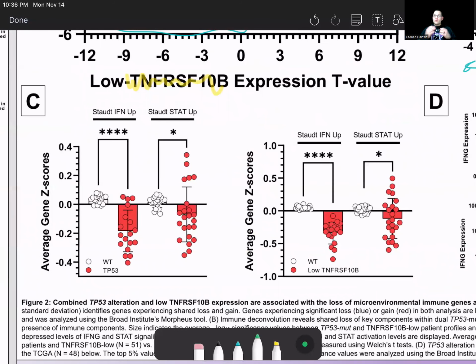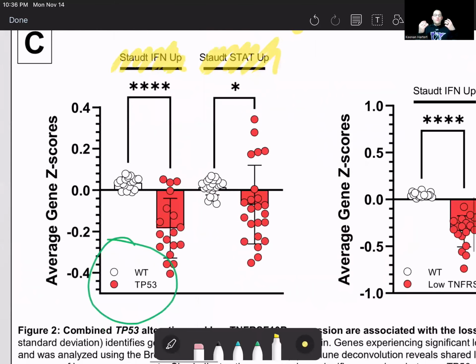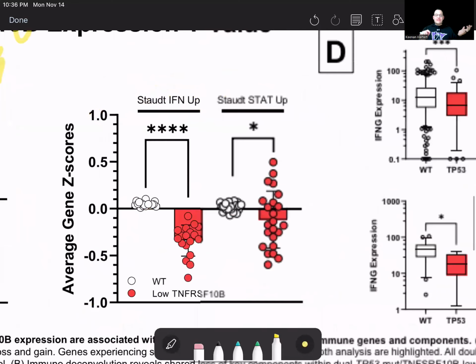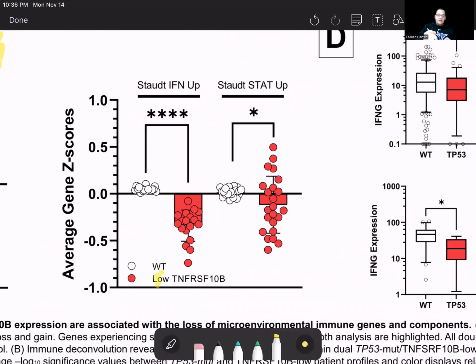Okay, we're taking a look at some more established signatures from the Stout lab. If I take a look at two of these right here, and I'm looking at gene values for P53 genes, what's their average Z-score for each of those genes in the signature for interferon and STAT respectively, like we're looking at right here, we see that P53 is looking pretty bad, right? Now, the same thing is going to happen over here when you have that low death receptor.